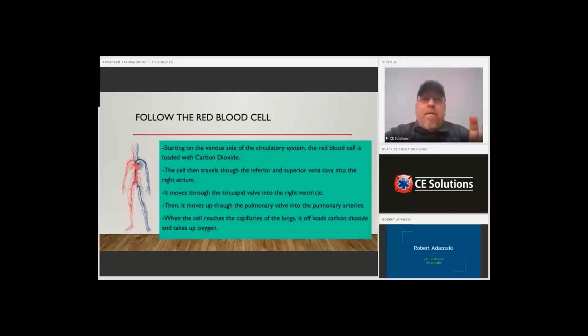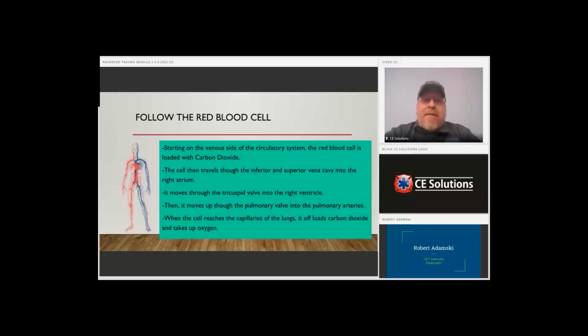And following the red blood cell as it travels throughout the body, we're going to start on the venous side of the circulatory system, where the red blood cell, or the erythrocyte, is loaded with carbon dioxide. Then that's going to travel via the largest vein in the body, the vena cava, back to the heart, remember, veins always deliver blood back to the heart. It's going to be delivered via both the inferior and superior vena cava to the right atrium.